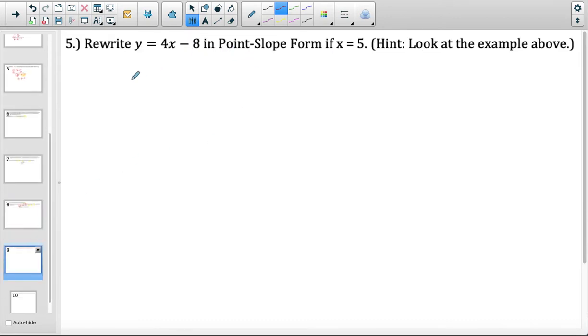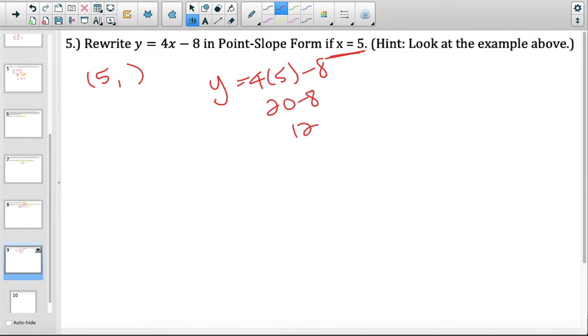On example number 5, I have y equals 4x minus 8. And again, I'm telling you that x equals 5 here. Following the steps from the example above, I'm first going to plug in 5 for x so I can find the ordered pair that I need to use for point slope. I have the 5, but I don't know the y. So I'm going to say y equals 4 times 5 minus 8. 4 times 5 is 20, 20 minus 8 is 12. So that's my work to find my ordered pair.